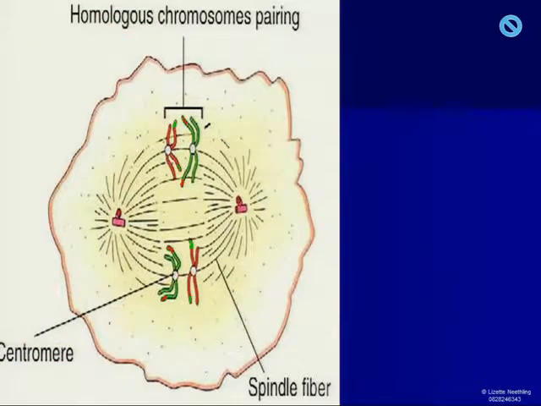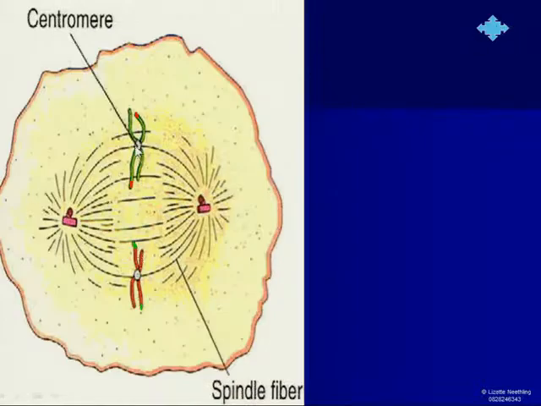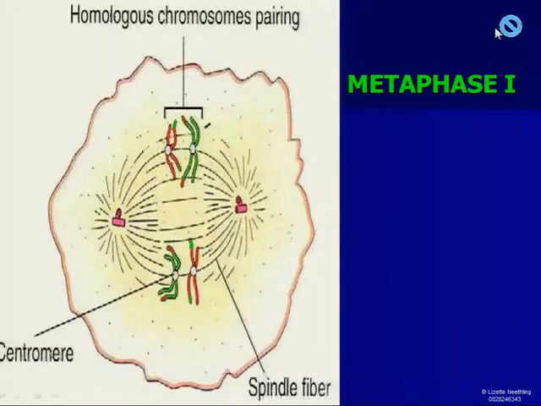We go to the next phase, which is metaphase. And with metaphase, if you look carefully, you can see here we have a pair that's on the equator. If we go back to mitosis, you have a single chromosome on the equator. Here, you have a pair on the equator, and that's the big difference between meiosis 1 and meiosis 2 also.